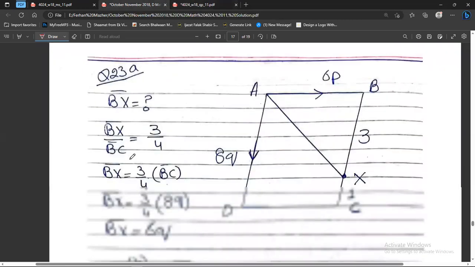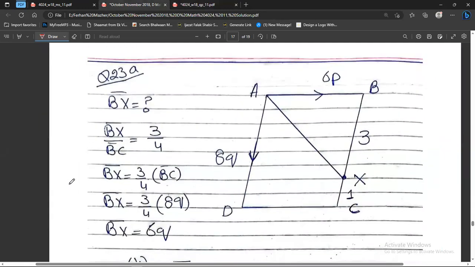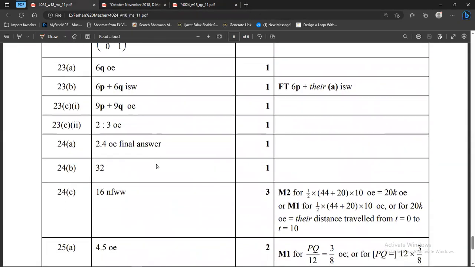Okay, so very simple, straightforward question. I want to find out the BX. I know the value of the BC, that is 8Q. So BX in ratio is 3, and BC in ratio is 4. So the BX will be equal to 3 by 4 of the BC, and the BX will be 3 by 4 of the 8Q, and the BX will become 6Q. So this portion is how much? This portion is 6Q up till this point. Okay. From here till here, this is 6Q. So let's check. 6Q is the right answer, sir.